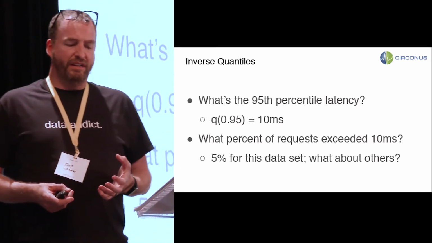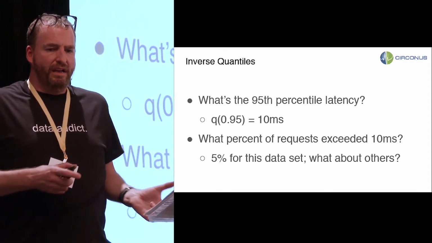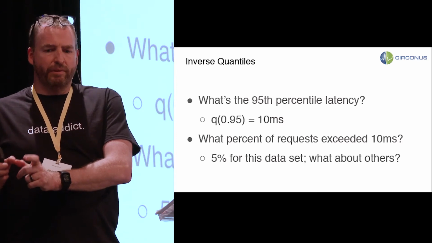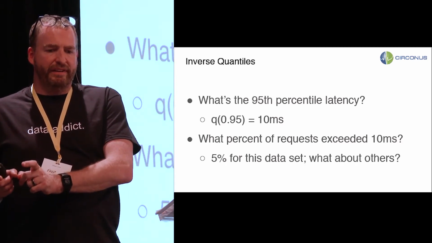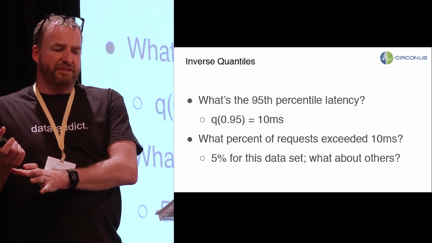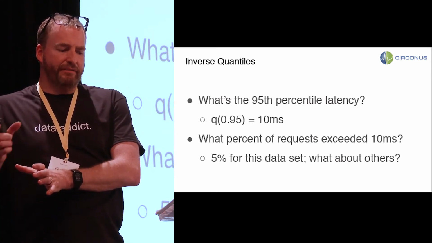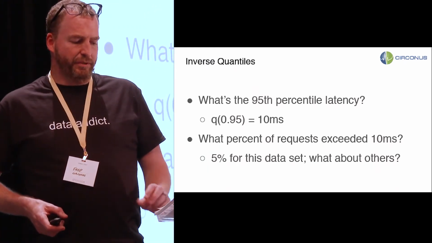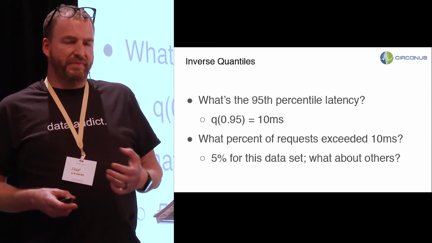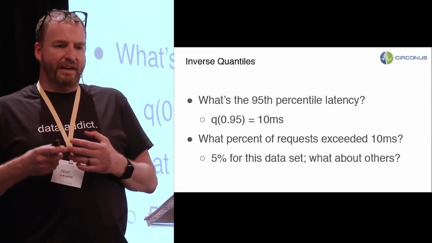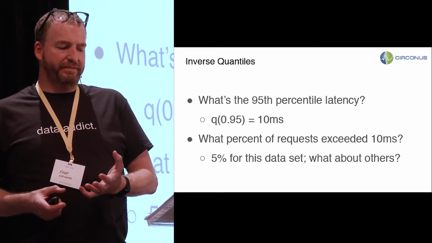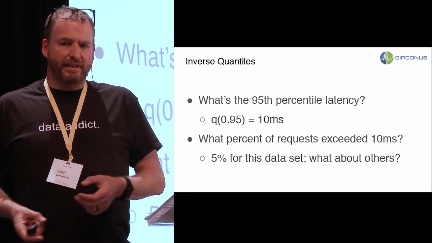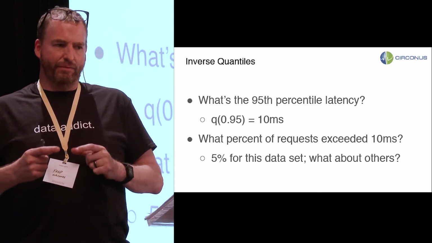And so an inverse quantile is essentially establishing a value that we want our service to perform at, and then deriving a percentage of requests that have met that criteria. And like I mentioned, this is something that humans are much better at reasoning about. Say I have a service with a 10 millisecond service level objective, what percent of my requests are exceeding that? Well, for this data set, 5%. And I can calculate that for one histogram.